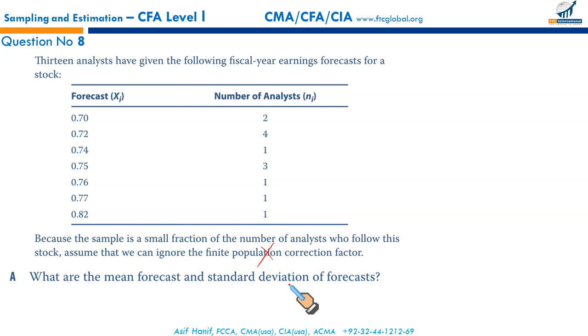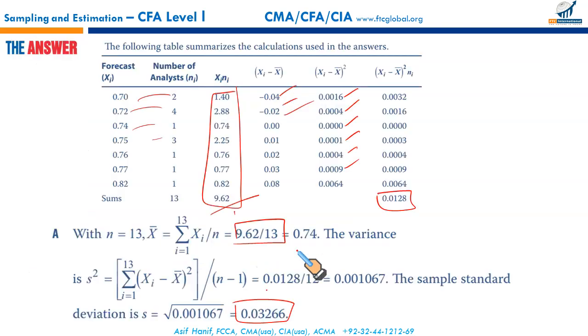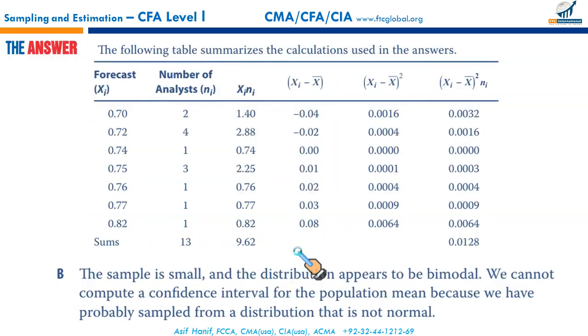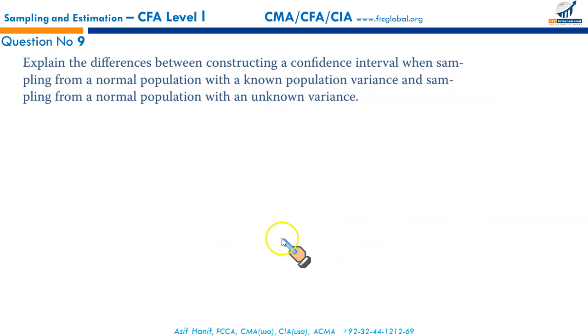So we cannot compute a confidence interval for the population mean because we have probably sampled from a distribution that is not normal. That's what I just said a little while ago. So we can't do this. Moving on to question number 9.